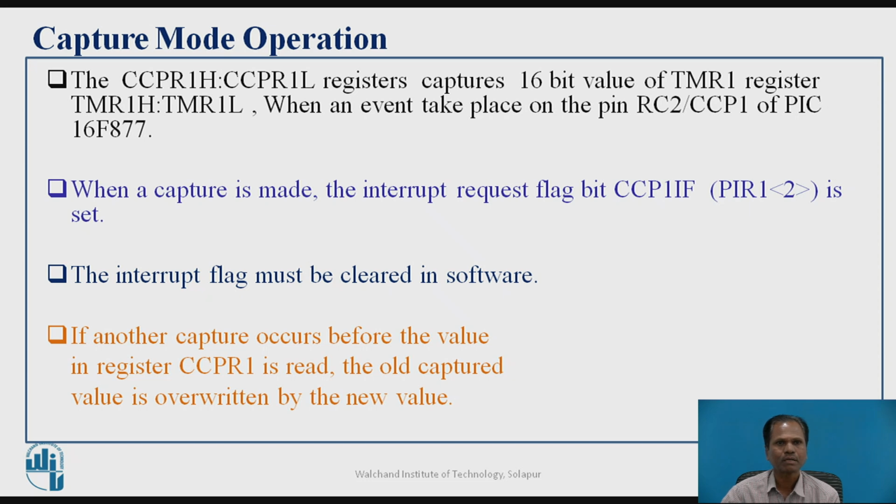When capture is made, the interrupt request flag bit CCP1IF is set in PIR1 register, peripheral interrupt request register 1. The interrupt flag must be cleared in software. If another capture occurs before the value in register CCPR1 is read, the old captured value is overwritten by the new value.